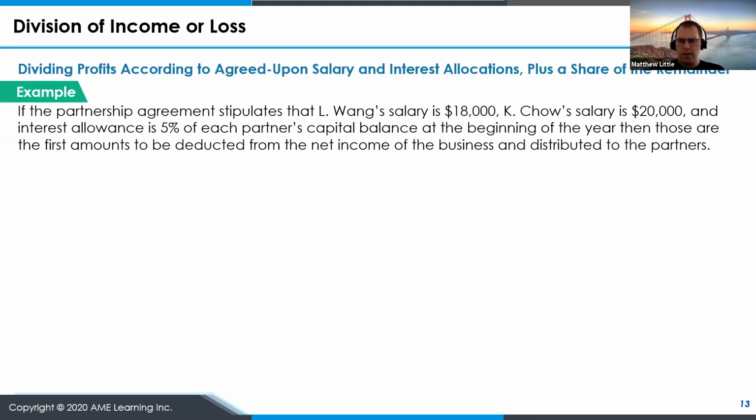Now, let's say an example where the profits or the net income of the partnership are split based upon an agreed upon salary that they're expected to earn out of the partnership each year, plus any interest allocations attributable to their capital contribution, and then the share of the remainder. And that share could be 50-50 or otherwise. So let's assume that Wang will get a salary of 18,000 and Chow will get a salary of 20,000. They would each get 5% of their opening capital balance, and then we'll do the distribution accordingly.